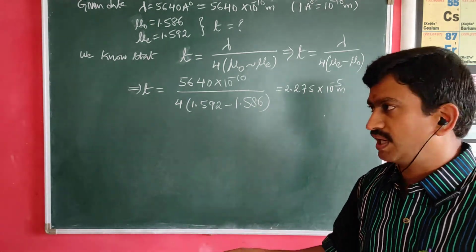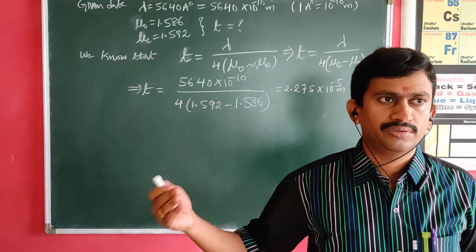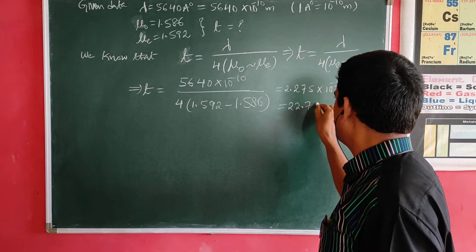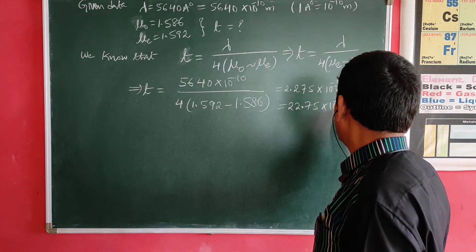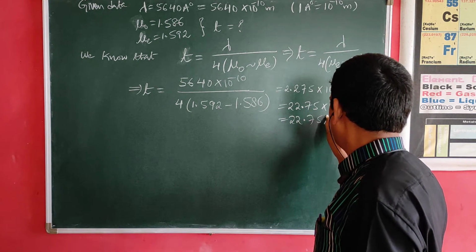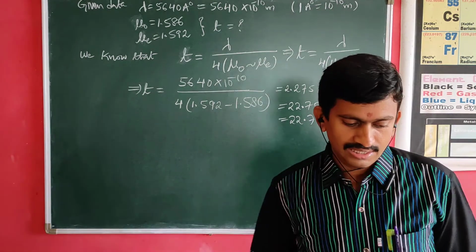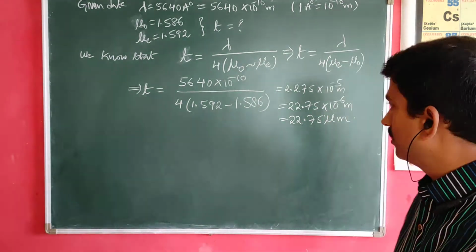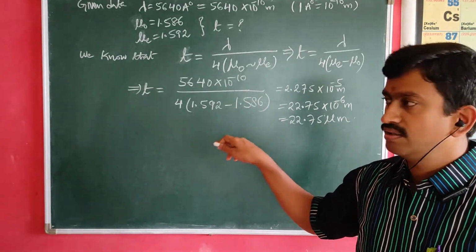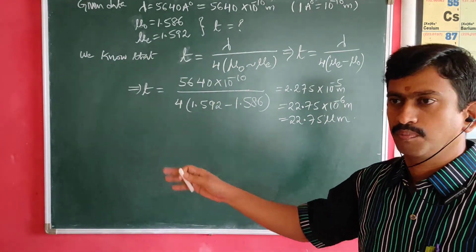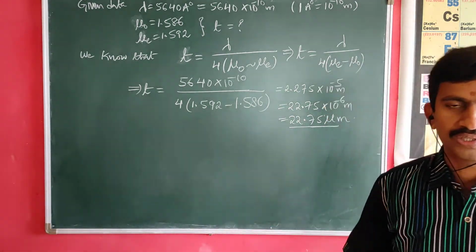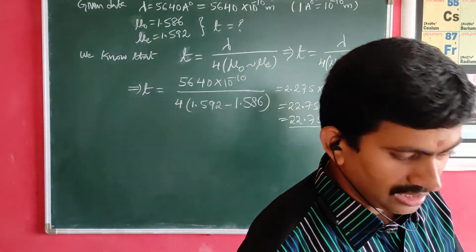Otherwise, you can convert it into micrometers. That is 22.75 into 10 power minus 6 meters. 10 power minus 6 meters means the value is 22.75 micrometer. This is the answer. That is, the thickness of the mica sheet required to make a quarter wave plate is 22.75 micrometer. All of you please note it down. Then we will go for the next problem.